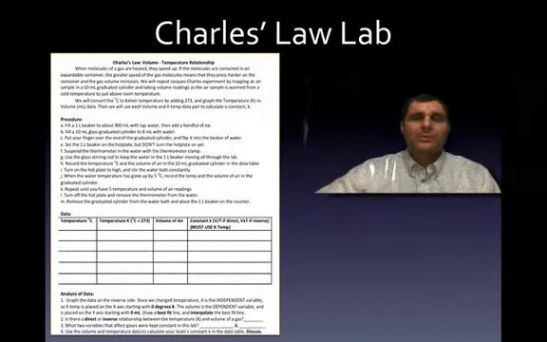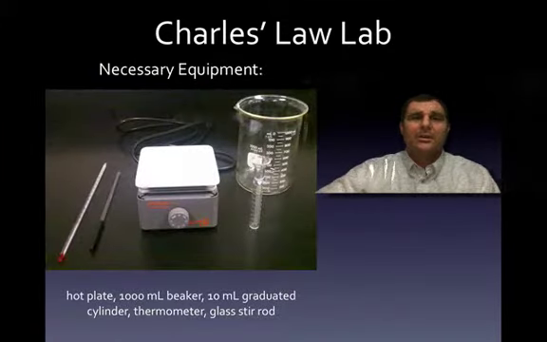Now, in the lab you had a worksheet that looked like this, and it took you through this lab step by step. But since I have you here, I'm going to go through it a lot quicker. Now, to conduct this lab, you're going to need a few pieces of equipment. The first thing you're going to need is a hot plate. You're going to need a 1,000 milliliter beaker. You're going to need a 10 milliliter graduated cylinder. You're going to need a thermometer, and you're going to need a glass stir rod.